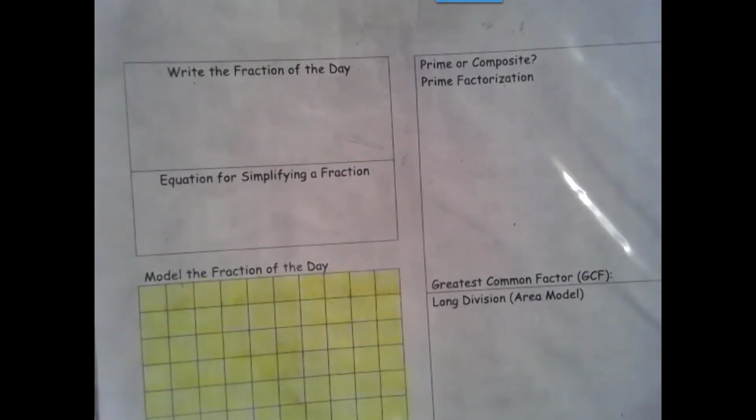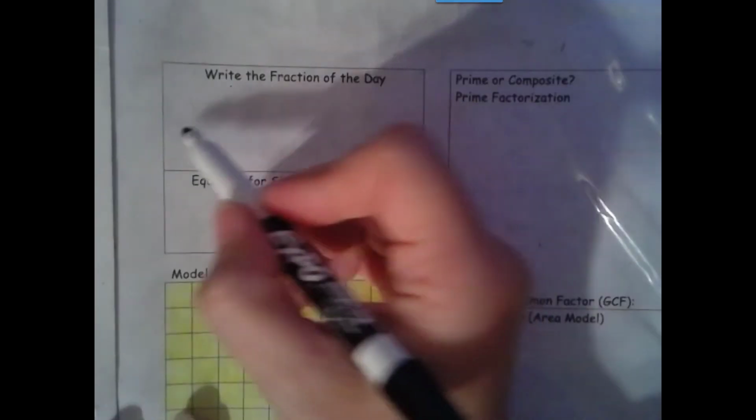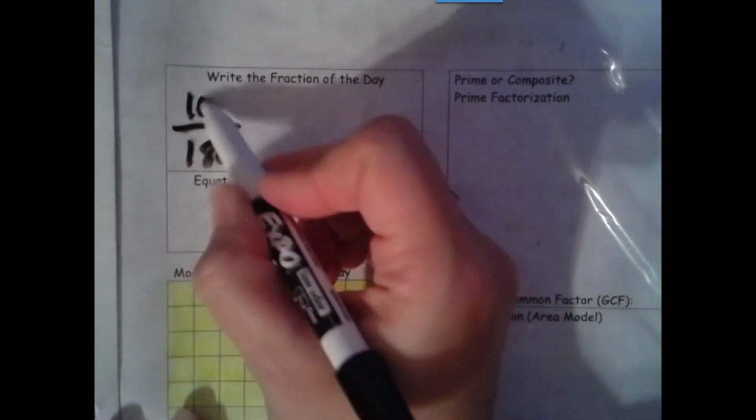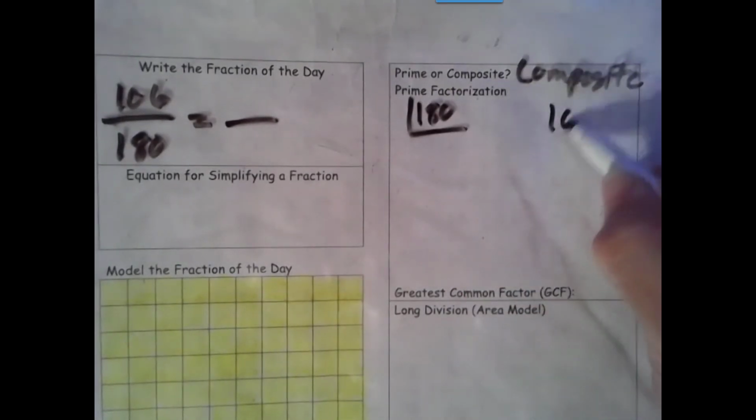Alright, let's go ahead and get down our beginning fraction. We have a total of 180 school days, and we are on day 106. Now let's think if our numerator is prime or composite. Well, it's an even number, and the only even number that's prime is the number 2. So it's composite, and that means we have to do the prime factorization of both 180 and 106.